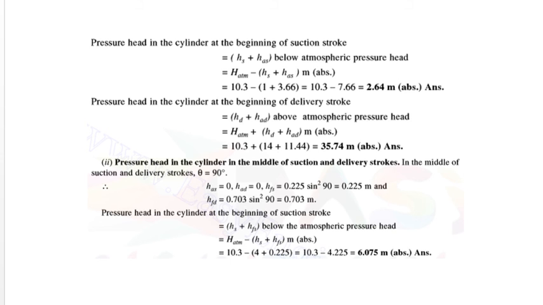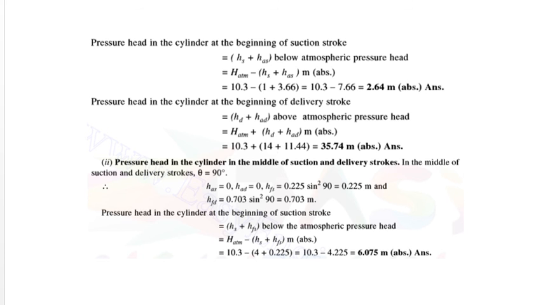So pressure head in the cylinder at the beginning of the suction stroke will be HS plus HAS, that will be below the atmospheric pressure head. HS is given, HAS you have calculated, that is 3.66 meter. We can subtract this value from atmospheric pressure head. Now this value, 2.64 meter, is the pressure head in the cylinder at the beginning of the suction stroke. This is the absolute value of the pressure head.